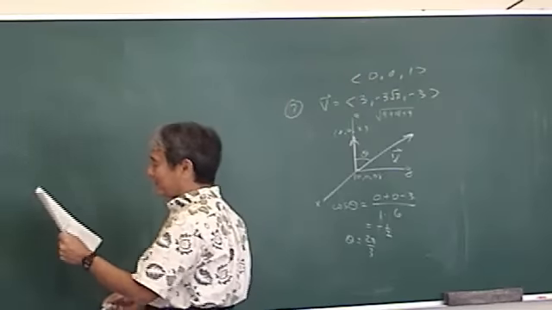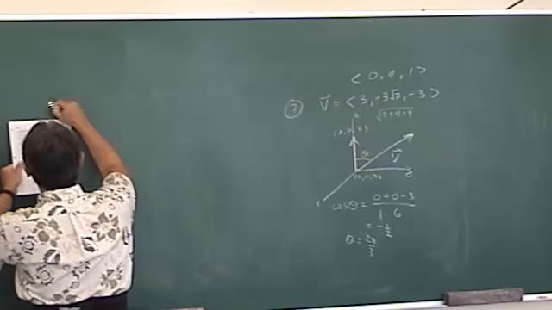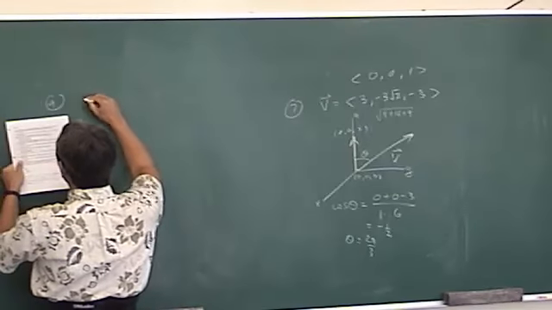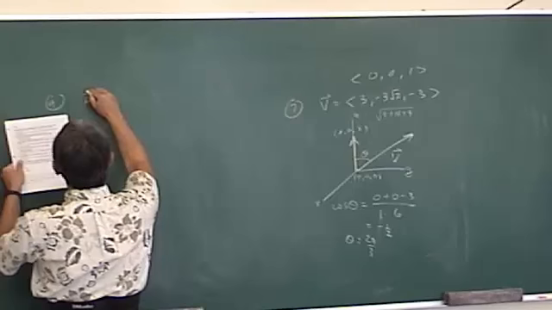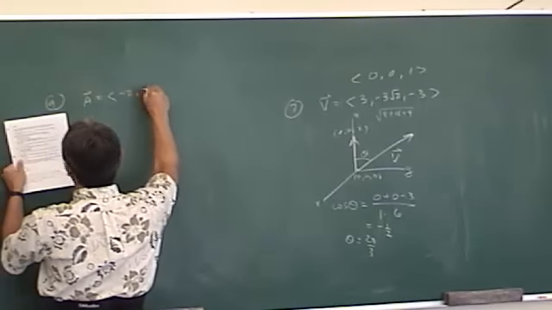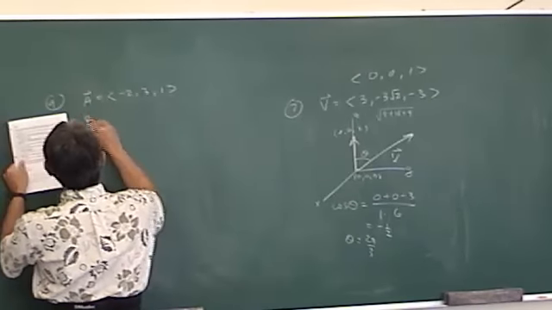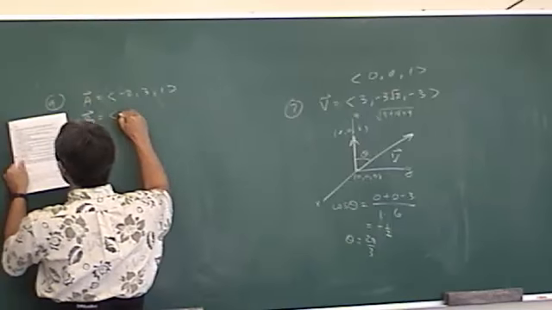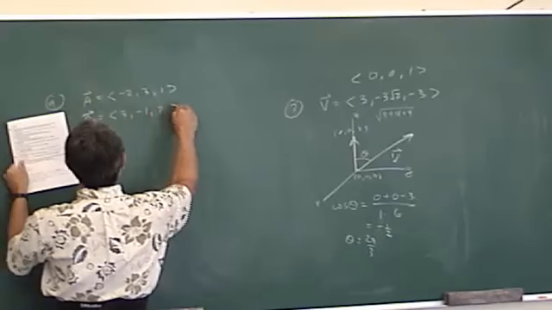Number 9. No, this is mechanical. Okay, vector A is this. Vector B is equal to this. You wish you get a problem like this tomorrow. This one is no thinking.